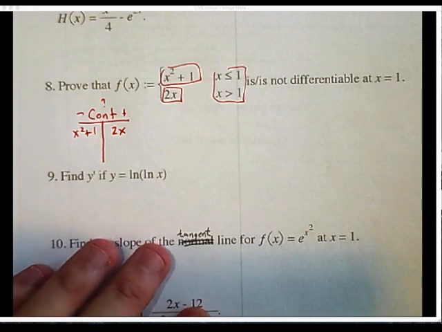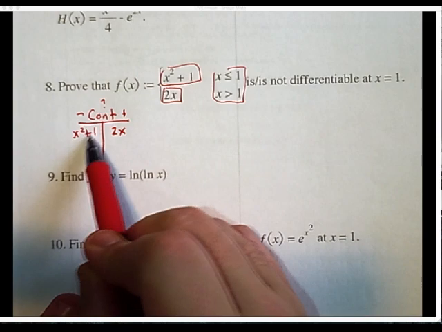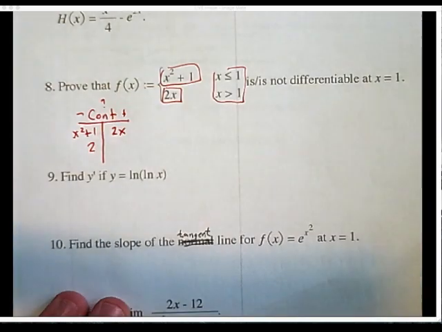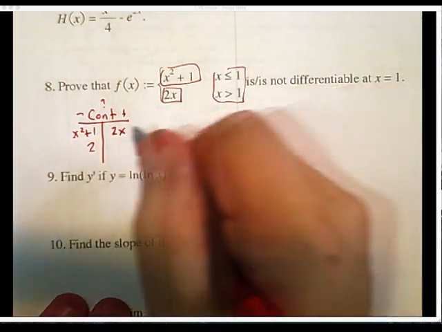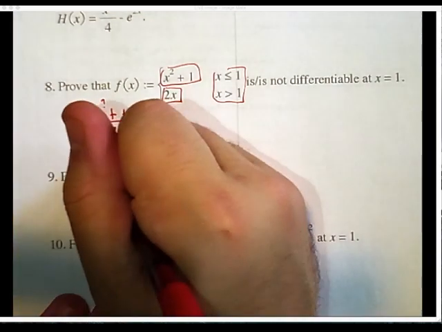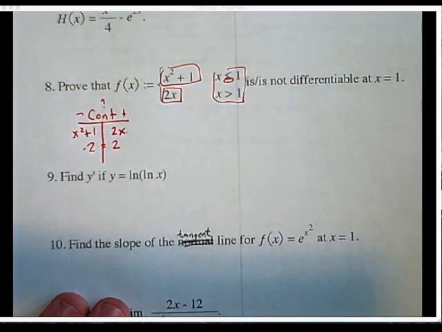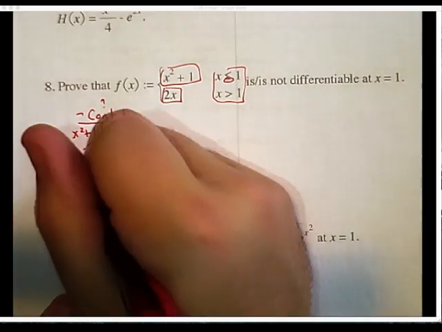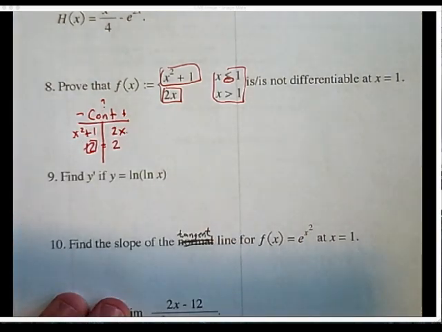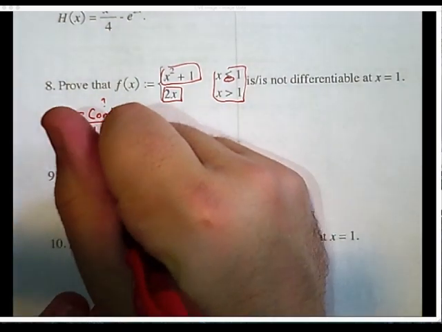What happens when I plug 1 in? If I plug 1 in here, 1 squared is 1, plus another 1 is 2. So the left limit is 2. And coming in from the right side to 1, 2 times 1 is 2. So here the left limit equals the right limit. Is the function value defined? Yep, the function value at 1 would be the same number as this, because of the left side. So does 2 equal 2 equal 2? Yeah. So it is continuous.